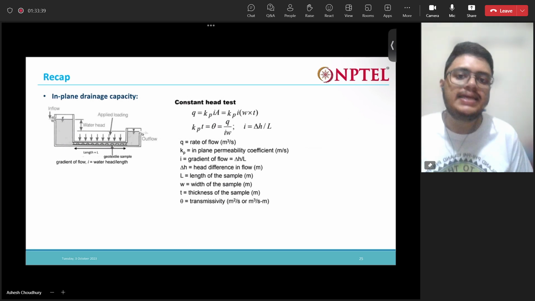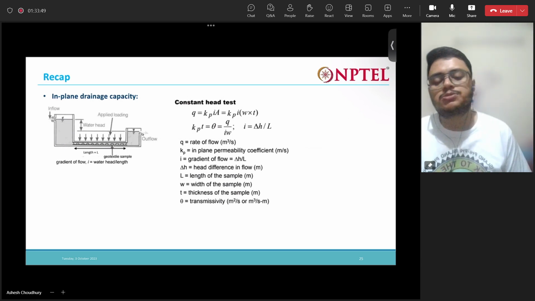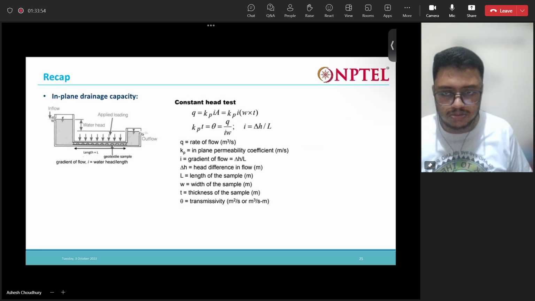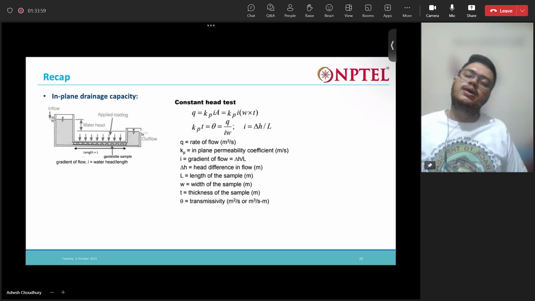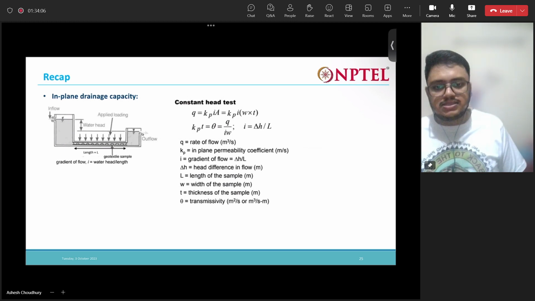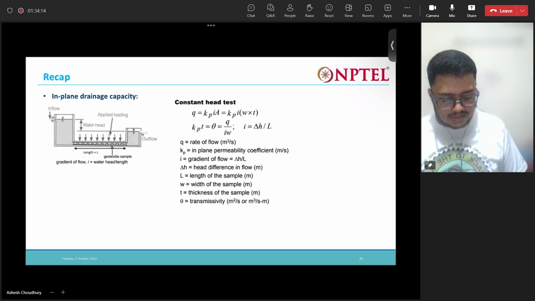So as I said, for drainage, the most important thing is the transmissivity property, that is called transmissivity. Transmissivity actually defines the in-plane flow of water through the geosynthetics. All the tests regarding these things we've already discussed in the initial lectures, hence I'm not repeating this again and again. We discussed this long back. Just for revision, I have given it again.